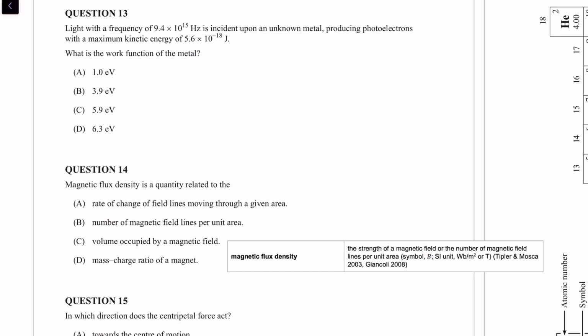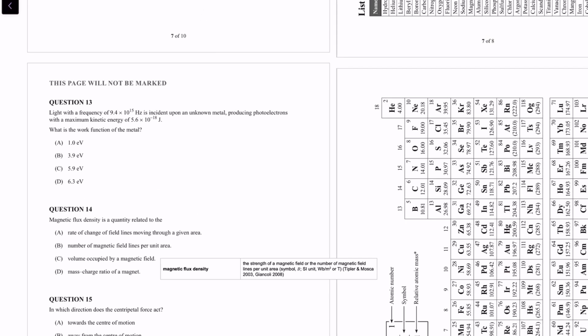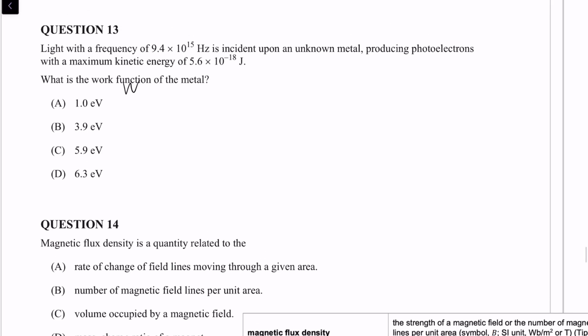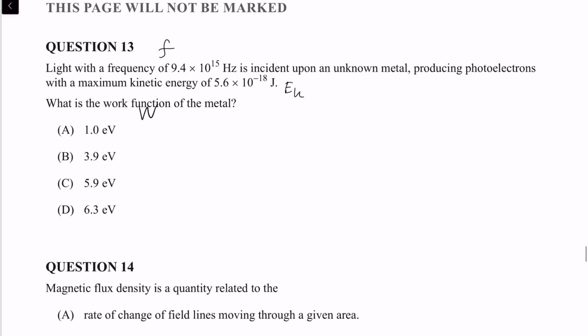Light with a frequency of 9.4 times 10 to the 15 hertz is incident upon an unknown metal, producing photoelectrons with a maximum kinetic energy of 5.6 times 10 to the negative 18 joules. What is the work function of the metal? Okay, so work function, I'm thinking capital W now. Frequency is just f, last time I checked, and maximum kinetic energy is just EK, I believe. Yeah, so those are my facts. I'm not going to rewrite them, to save time.